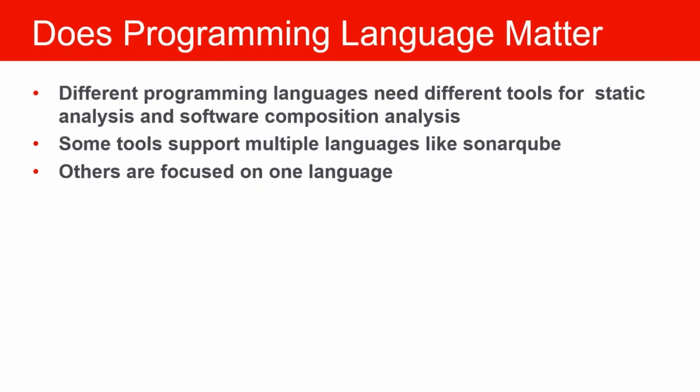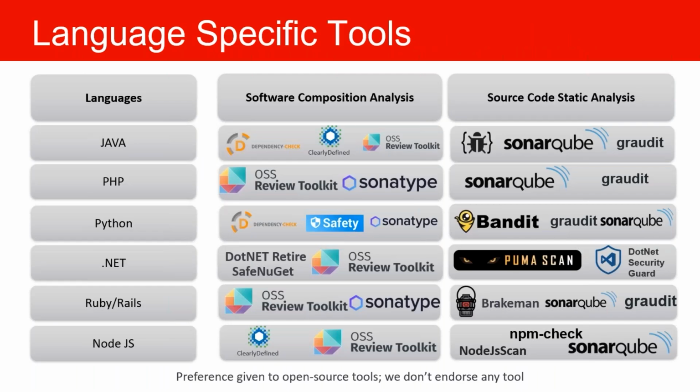Now, does programming language really matter? So programming language will matter only in the SAST and the software composition analysis stage, because certain tools have support only for specific languages. There are however tools like SonarQube that support multiple languages as well. So these are the different language specific tools for software composition analysis and source code static analysis.